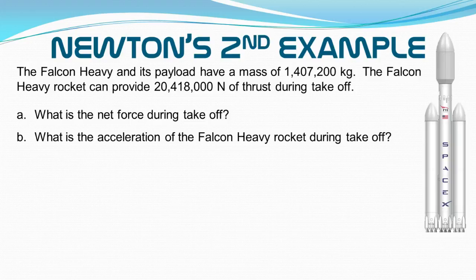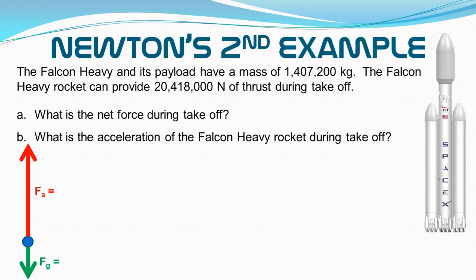Let's try an example together. The Falcon Heavy rocket and its payload have a mass of 1,407,200 kilograms. The Falcon Heavy rocket can provide 20,418,000 newtons of thrust during takeoff. What is the net force during takeoff? I need to start with a force diagram. I'm going to represent the rocket as a dot. Gravity's pulling down on it. However, I know that it has a lot of thrust pushing up.